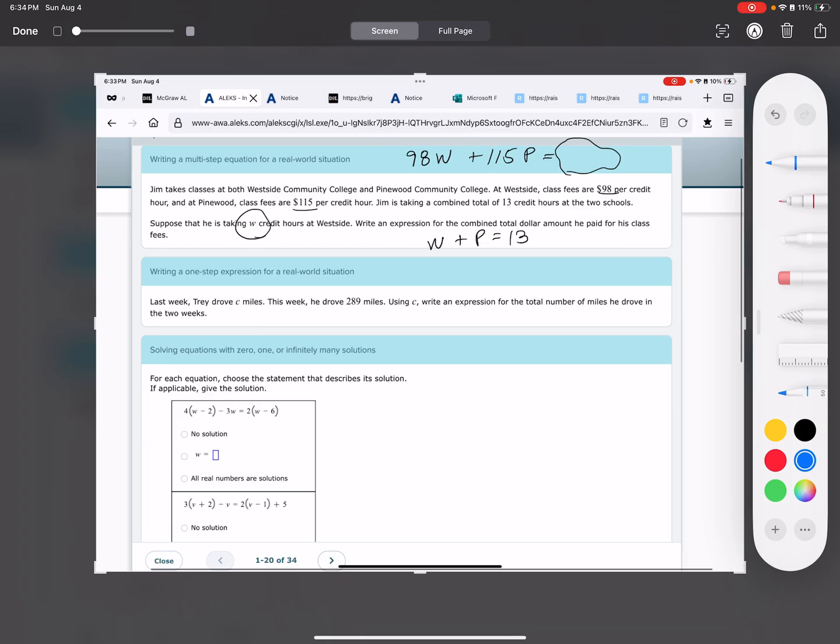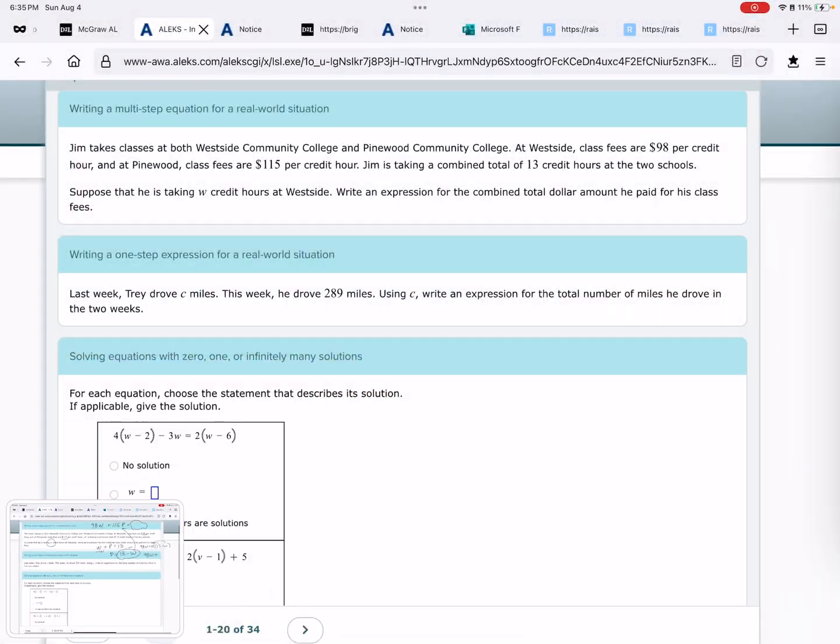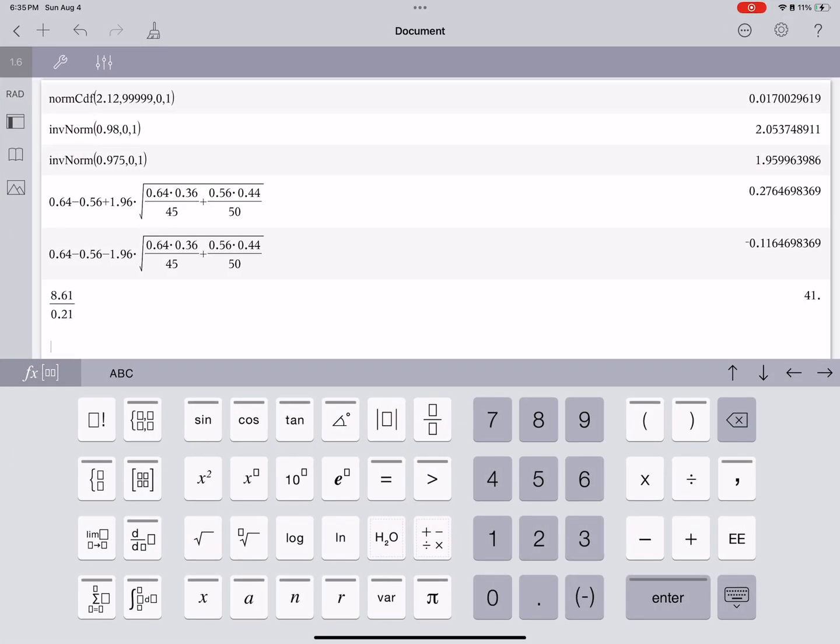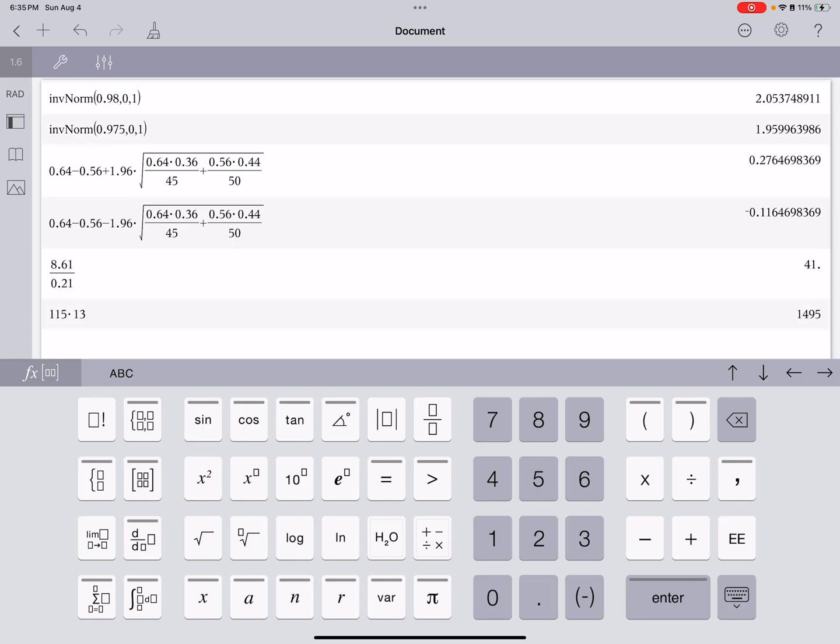If W plus P is 13, then P is equal to 13 minus W, subtracting W from each side. I can substitute this in, and I would get 98W plus 115 times (13 minus W). That would be my expression of how much he paid. Now I could simplify it by multiplying the 115 in. 115 times 13 gets me 1495.